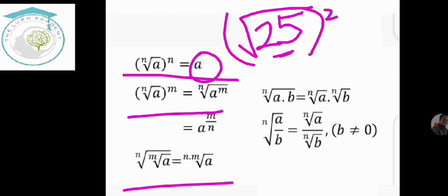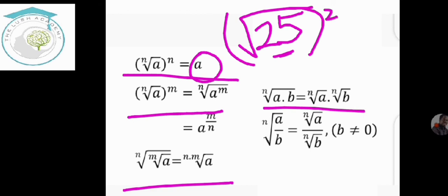Then this one is the nth root of the mth root of a is equal to the m dot nth root of a. I'll show you this with an example so it will become very, very clear to you. Finally, we are almost done.